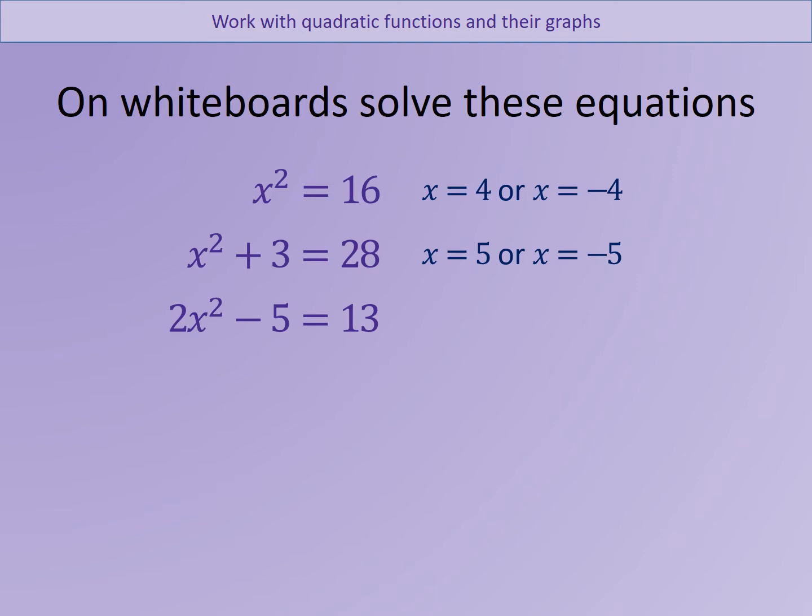In this example, the first thing I'd do is add 5 to both sides to give 2x squared equals 18. Then I'd divide by 2 to give x squared equals 9. And then I'd take the square root to give me plus or minus 3. Number 4.